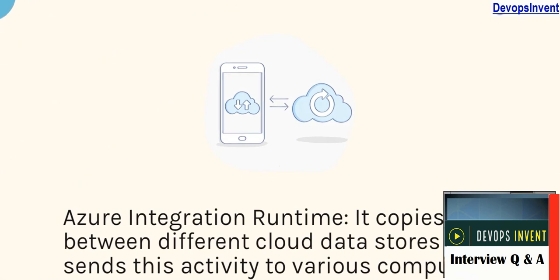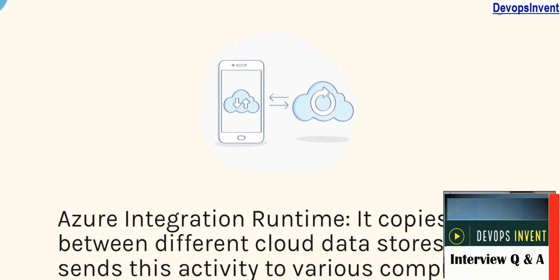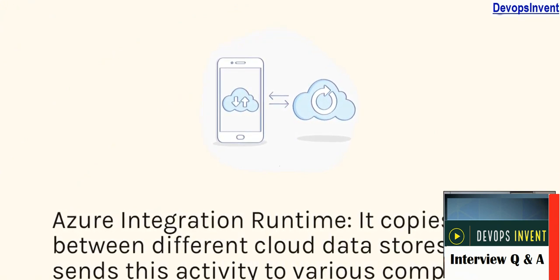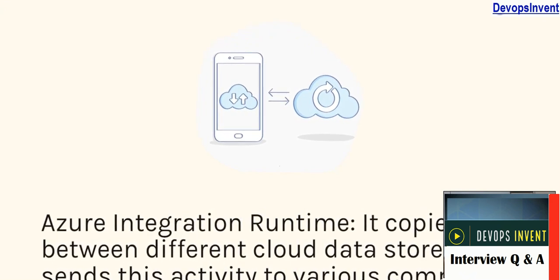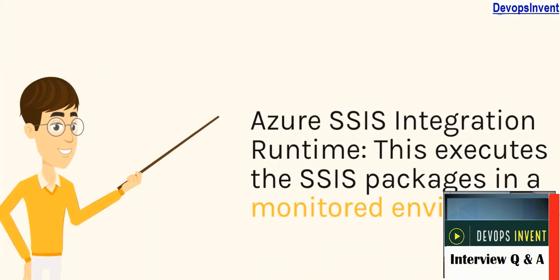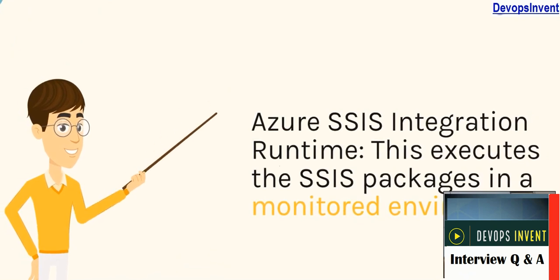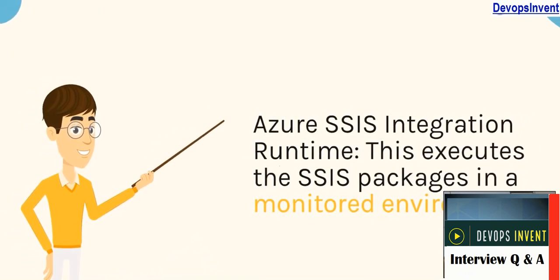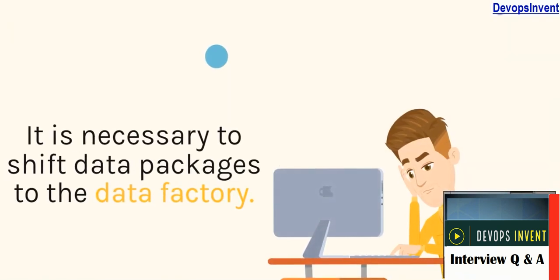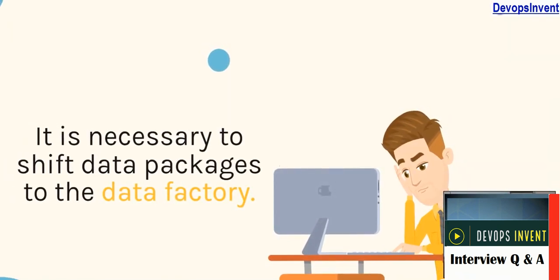Azure Integration Runtime. It copies data between different cloud data stores and sends this activity to various compute services such as Azure HDInsight. Azure SSIS Integration Runtime. This executes the SSIS packages in a managed environment. It is necessary to shift SSIS packages to the data factory.